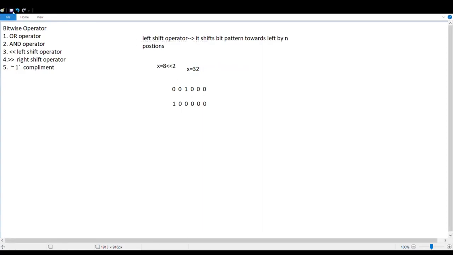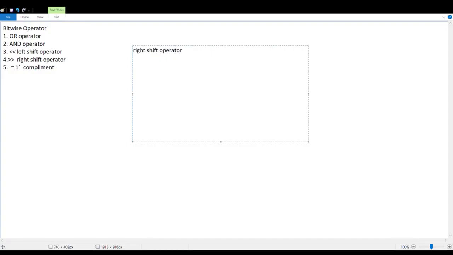What is the right shift operator? It shifts the bit pattern towards the right side by n positions.